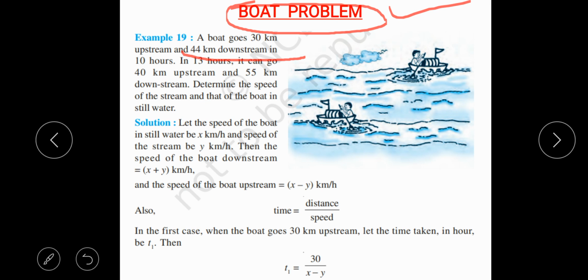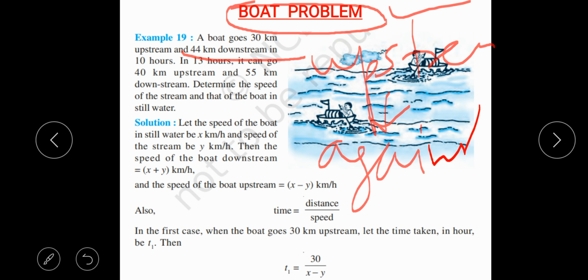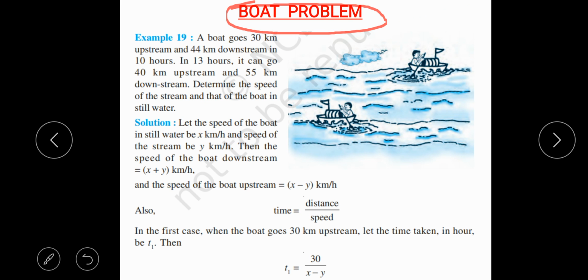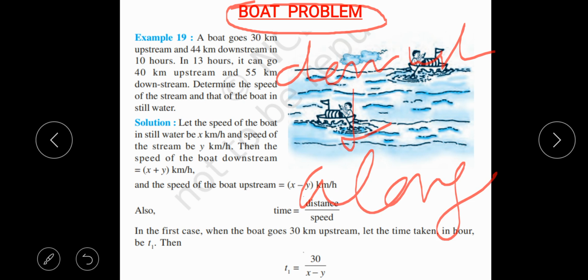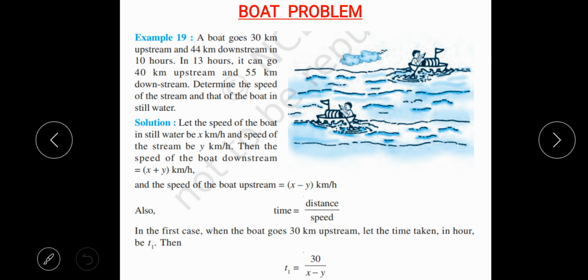Again listen, two things are there: upstream and downstream. Upstream means against, and downstream means along. So downstream means along the direction, and upstream means against the direction of the flow of the water.